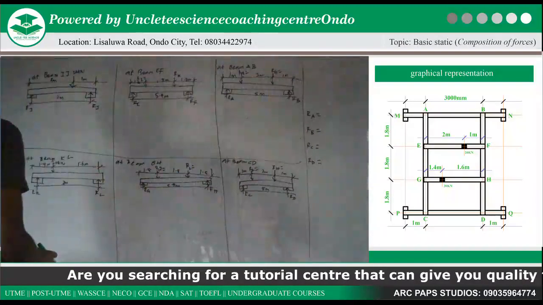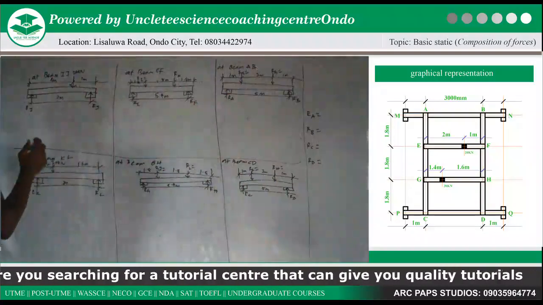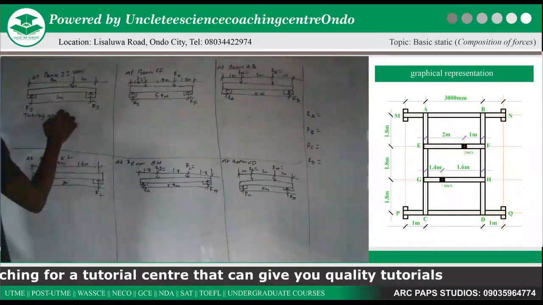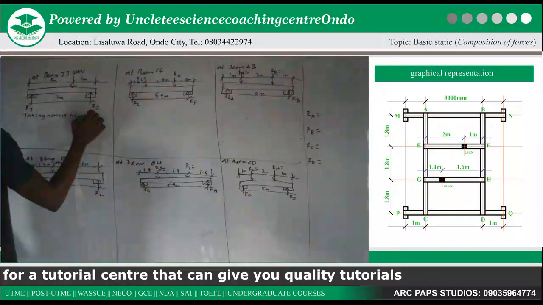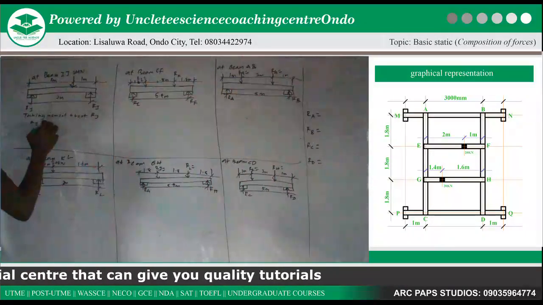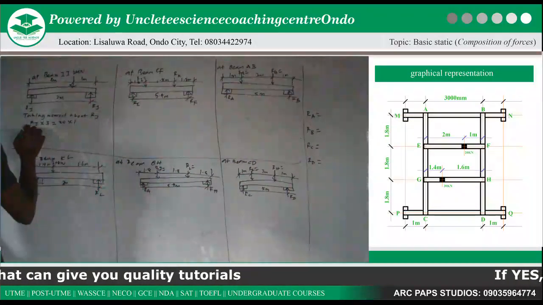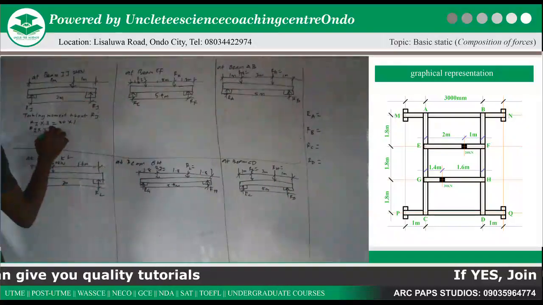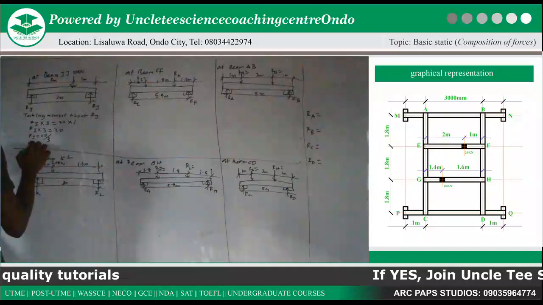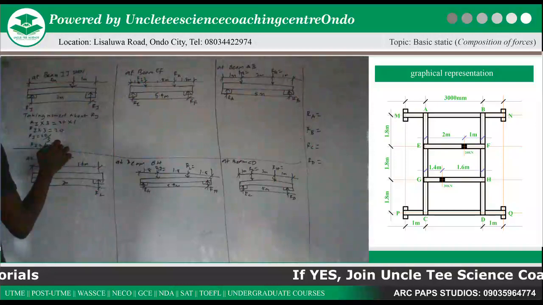Now let's start from beam IG. Now from the IG, let's take moment about IG. If you take moment about IG, this will be RI times 3 will give us 20 times 1. It means our RI times 3 is equal to 20. Our RI will then give us 20 divided by 3, that will give us 6.67 kN.